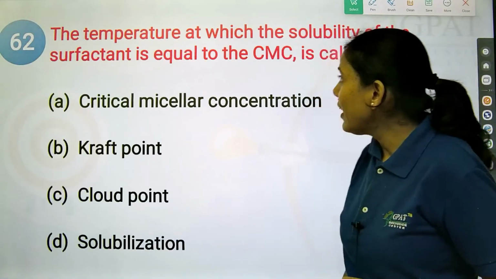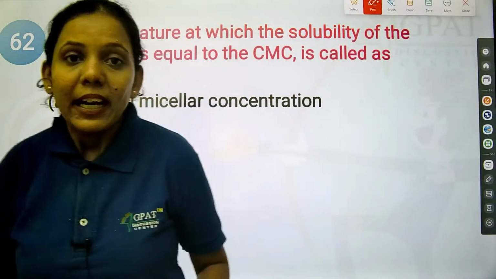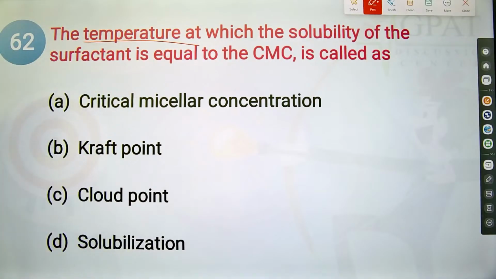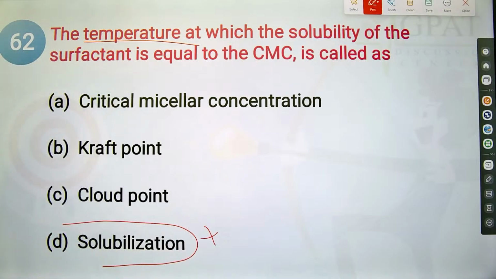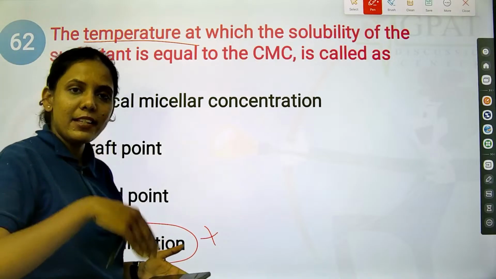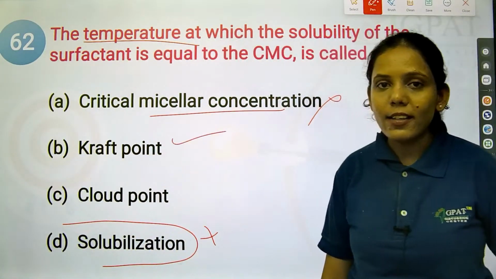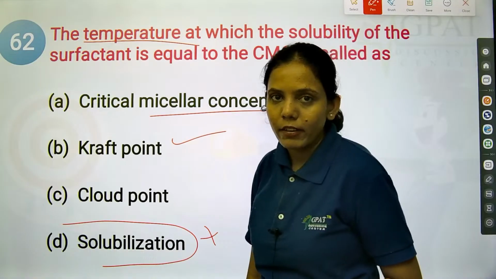The temperature at which the solubility of the surfactant is equal to CMC. Focus on this. Critical micellar concentration, Kraft point, cloud point, or solubilization. First of all, you should know that solubilization is a process. It is not related to the temperature, right? Critical micellar concentration, the name itself tells you that it is about concentration. So this is not the point. Basically, Kraft point is the right answer, where the solubility of the surfactant becomes equal to the CMC, right?